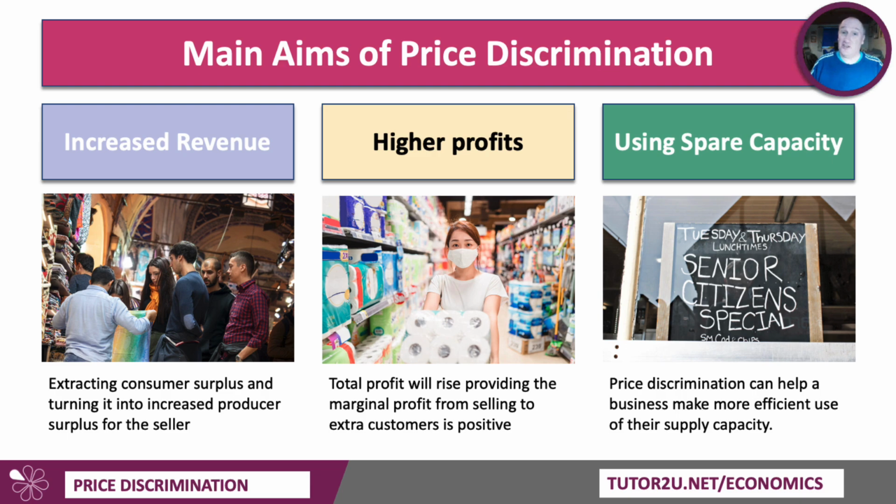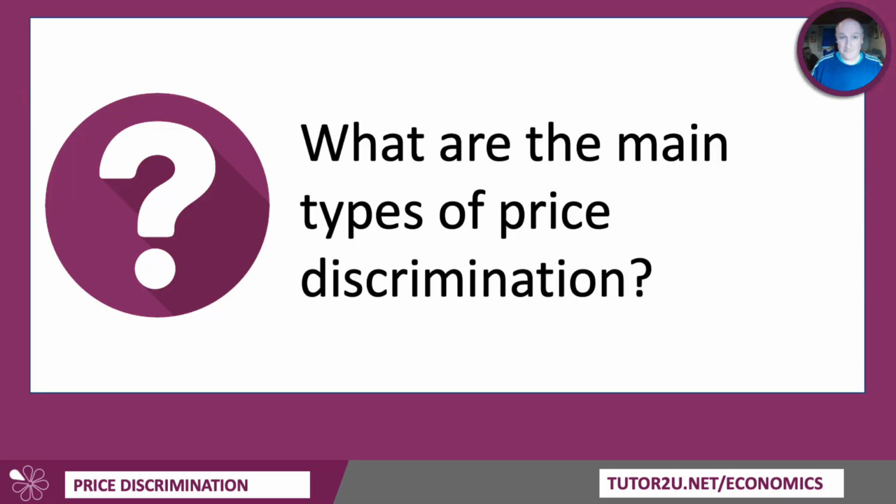And a lot of businesses use it to offload or fill spare capacity. Airlines, for example, or hotels or restaurants. Price discrimination can help a business make more efficient use of their existing supply capacity.